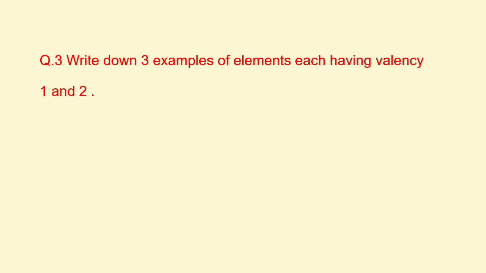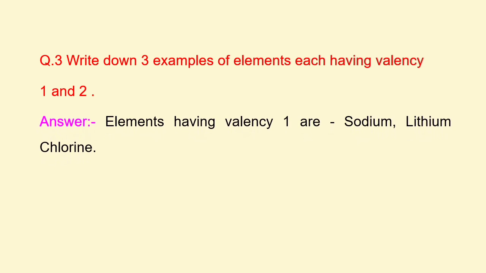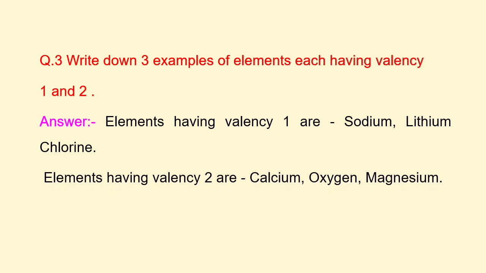Question number 3 is, write down 3 examples of elements each having valency 1 and 2. And the answer is, elements having valency 1 are sodium, lithium, chlorine. Second, elements having valency 2 are calcium, oxygen and magnesium.